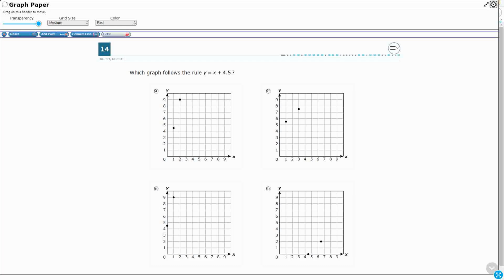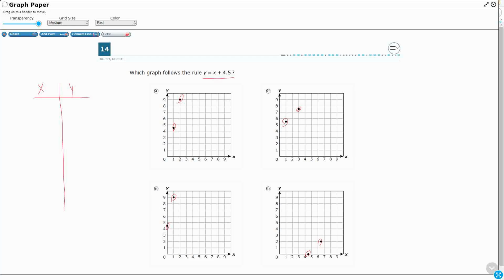So we have 4 graphs here, and one of them is going to follow this rule: y equals x plus 4.5, 4 and 5/10. We only have 2 dots on each of these graphs, so we don't have a whole lot to work with. So this is what I suggest here. We make a table of values. All right, so we're going to make x and y.